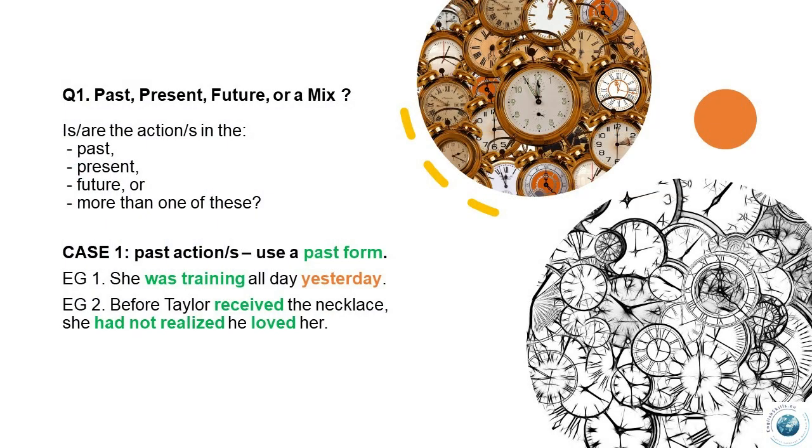Past, present, future, or a mix. Are the actions in the past, present, future, or more than one of these? Let's look at case 1. Past actions with which we use a past form. Example 1. She was training all day yesterday. Example 2. Before Taylor received the necklace, she had not realized he loved her.